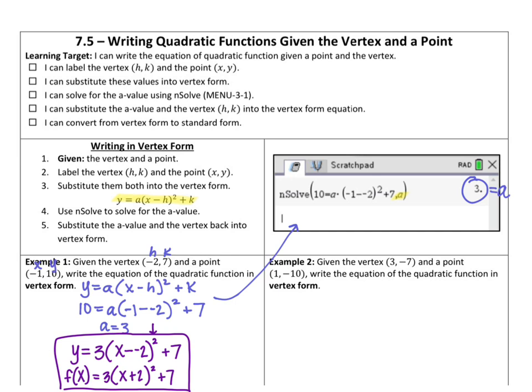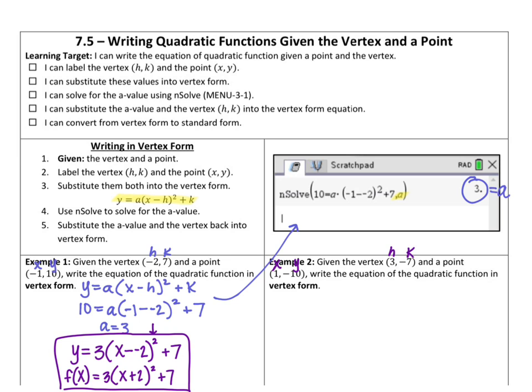Let's look at example number 2 now. First thing we do, we see our vertex. We're going to label it H and K, and then label the point X and Y. Okay, I'm going to write the equation now. This time I know just what the equation is, so I'm just going to plug it in.